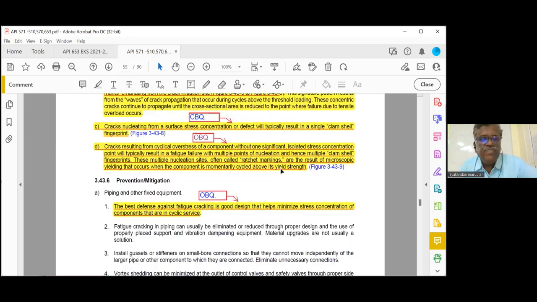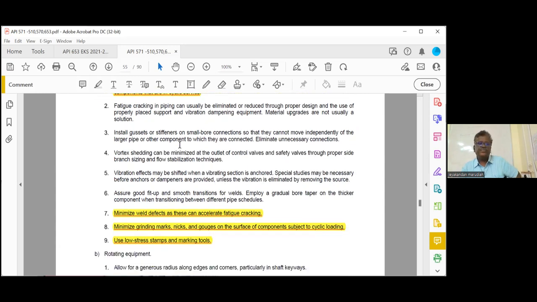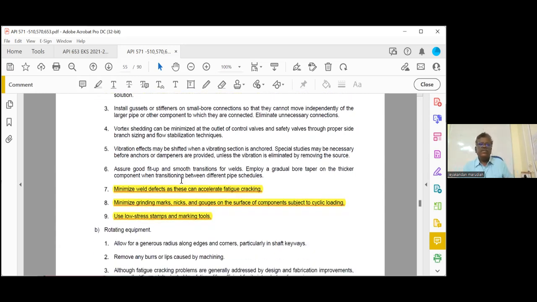Then prevention. The best defense against fatigue cracking is good design that helps to minimize stress concentration of components that are in cyclic service. Then highlight the 7: minimize weld defects, as these can accelerate fatigue cracking; minimize grinding marks, nicks, and gouges; use low stress stamps and marking tools.